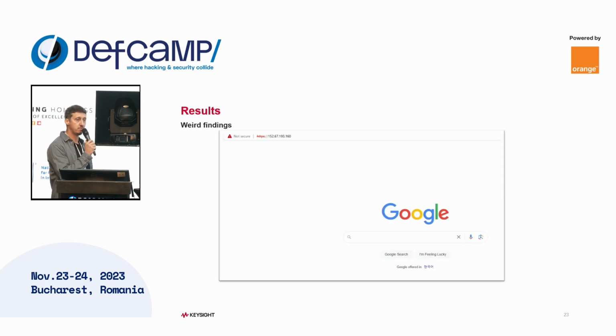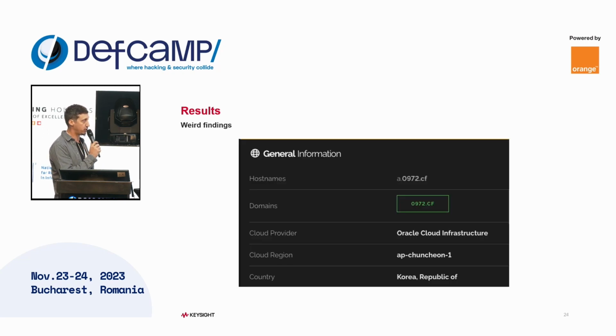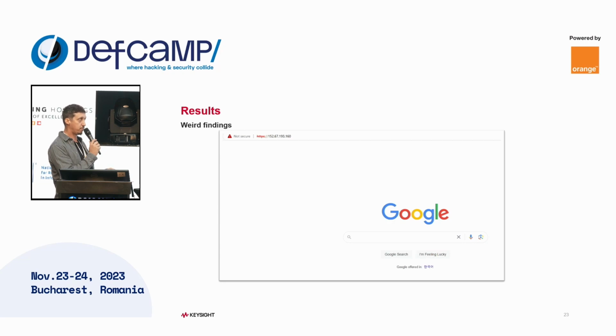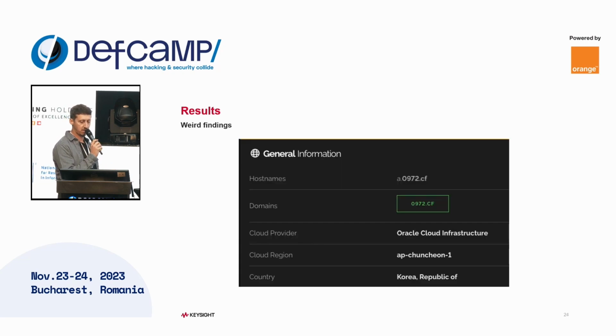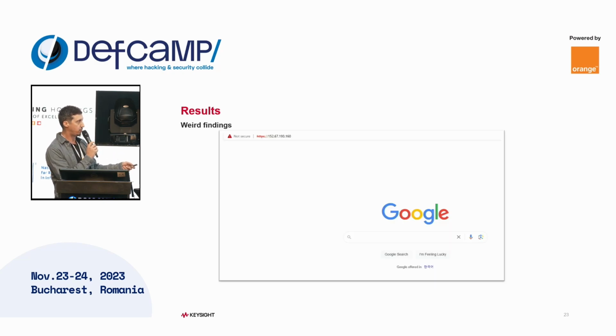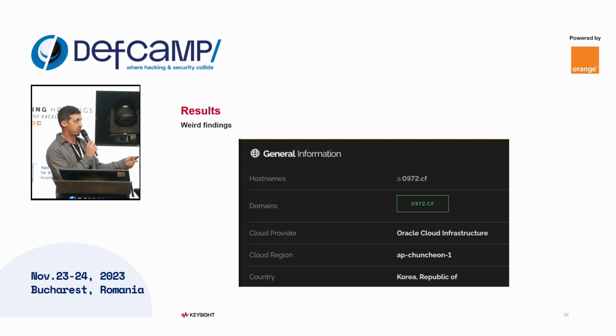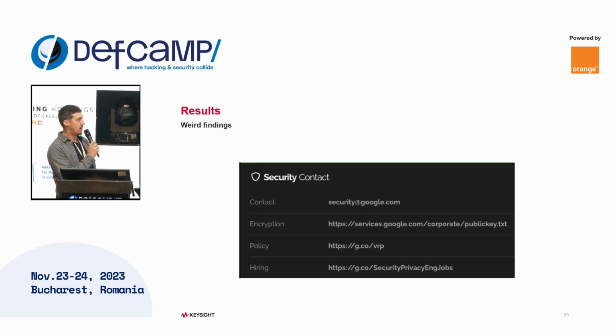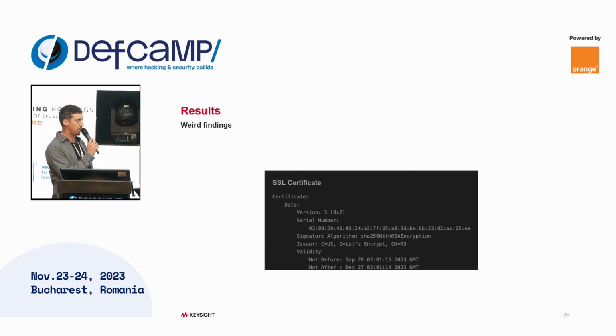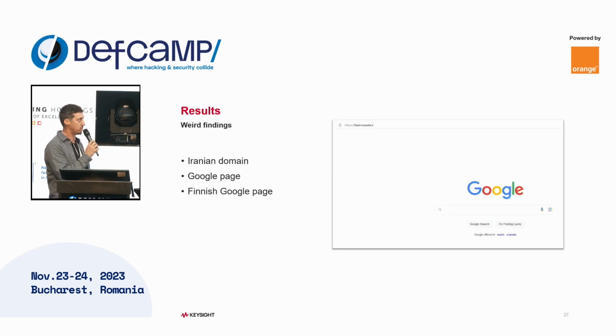And finally, there were some really weird results that we found during our searches, and a couple of them were tied to Google. There's a Google web page for South Korea, which is hosted on an Oracle Cloud infrastructure with a weird name. It has some security contacts in Google, but it's using a Let's Encrypt certificate. So it's not a phishing page per se, but it's just weird. It's not something you'd probably see on a legitimate Google page.